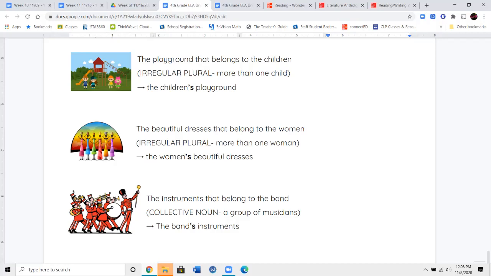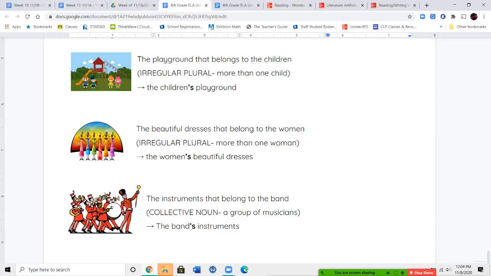Now I can also talk about collectives. So remember, we treat irregular plurals and collectives the same way we treat singular nouns when we want to make them possessive. So the instruments that belong to the band. I know that the word band is a collective noun, right? That talks about a group of musicians. So I'll say the band's instruments. So we're talking about all the instruments that belong to this band or this group of musicians.